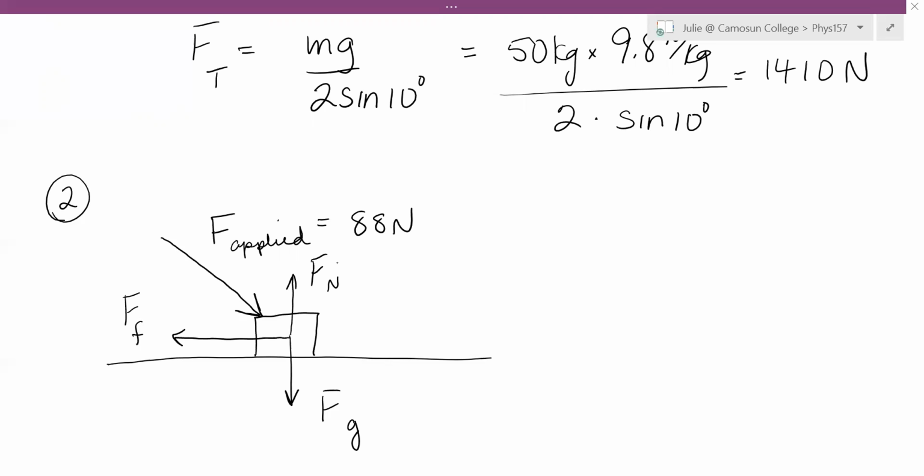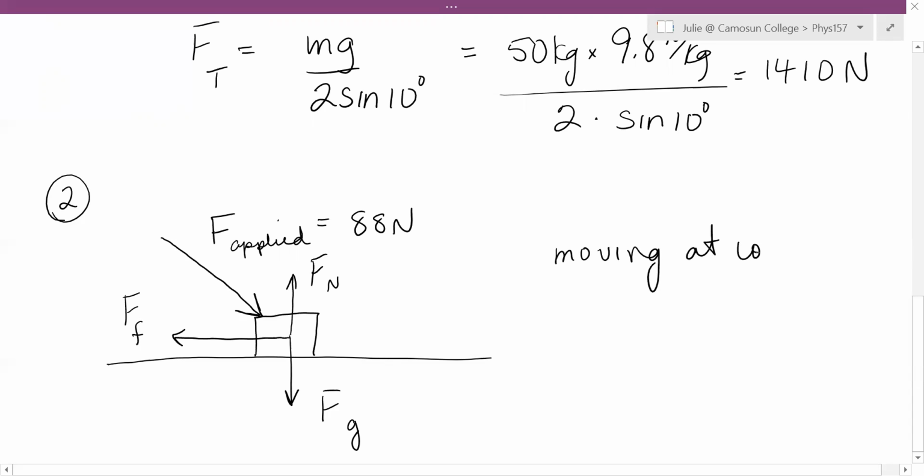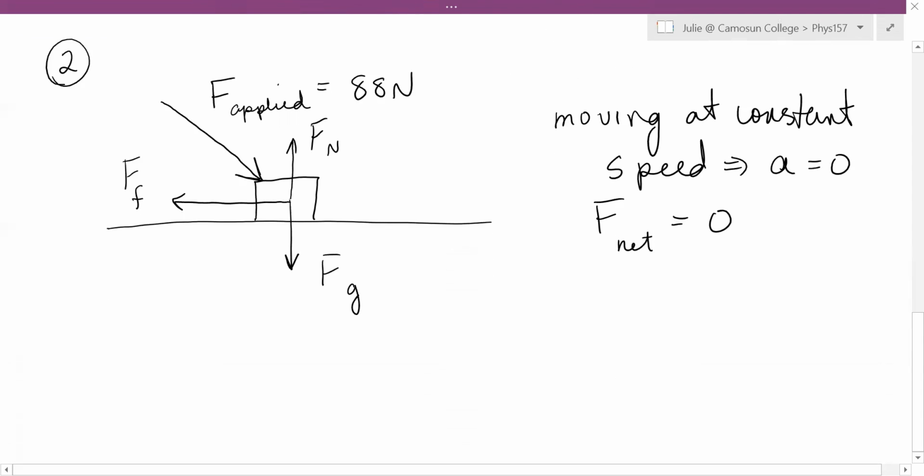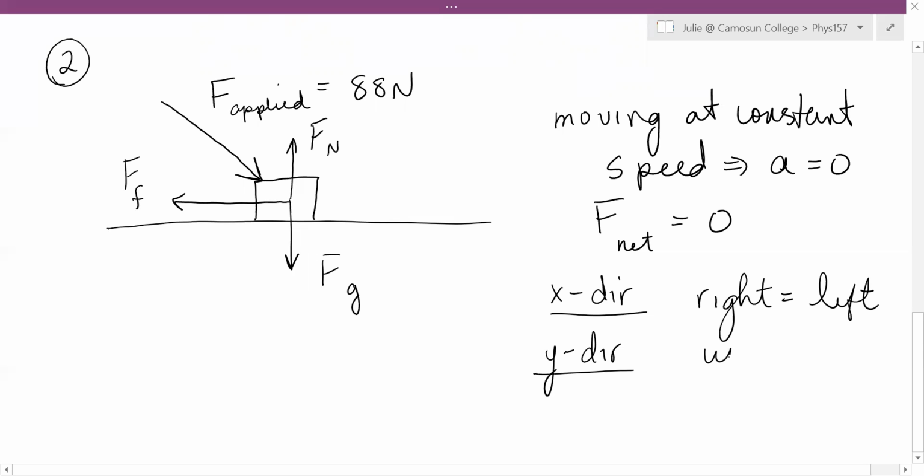And now it does say that it is moving at constant speed. That's very important. Moving at constant speed. That tells us the net force must be 0. So this tells us acceleration is 0. Therefore, F net must also be 0, which means all forces balance. So in the x direction, that means that the forces to the right must equal the forces to the left. And in the y direction, all forces up must balance forces down.